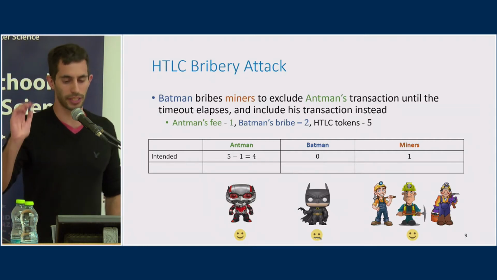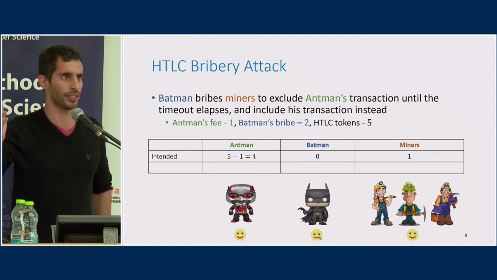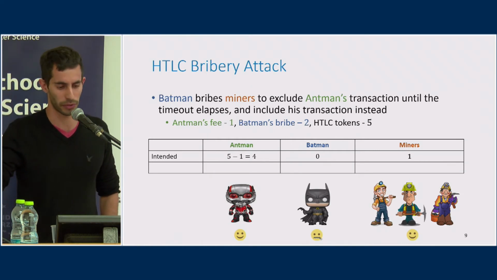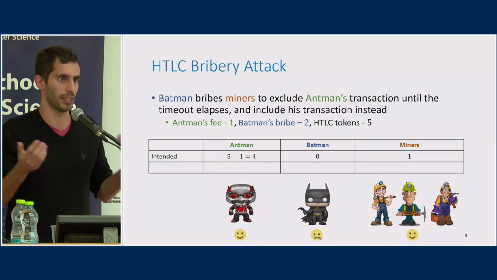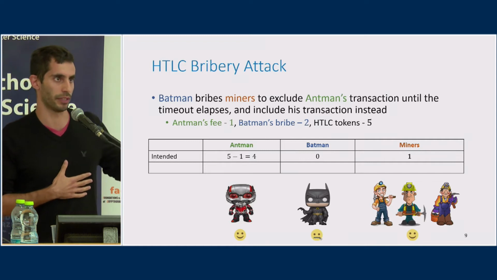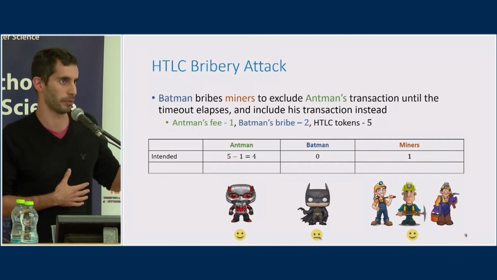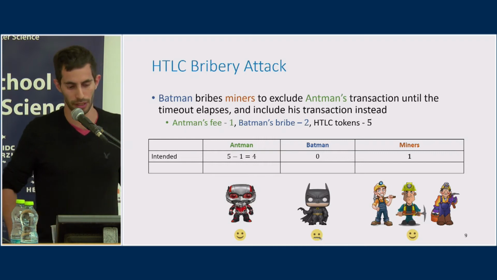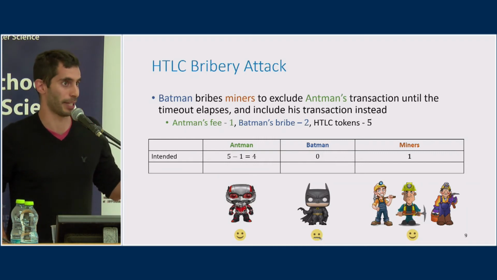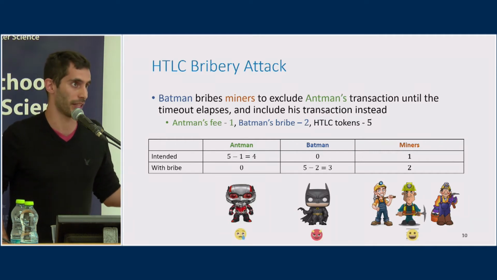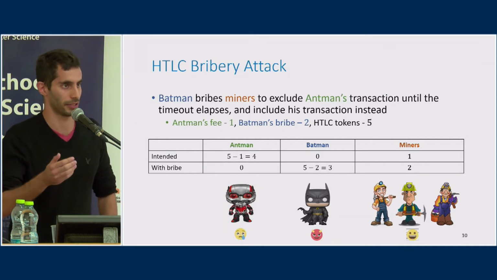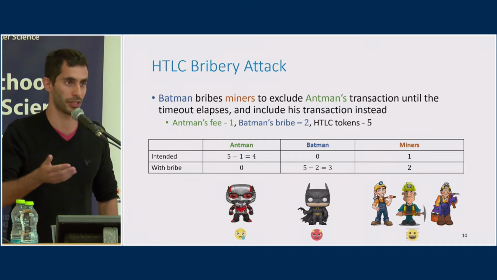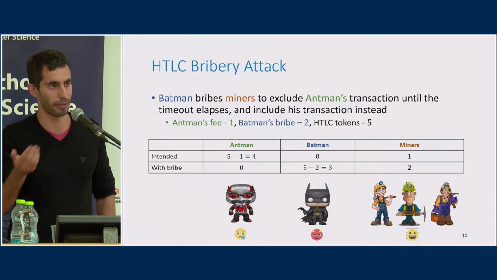Never mind, sorry. So consider that the HTLC contract holds 5 tokens, and Ant-Man's transaction offers 1 token as fees. The intended scenario would have Ant-Man receiving 4 tokens after his transaction is confirmed, Batman would get nothing, and the miners would get a single token. However, if Batman decides to take action and offer a higher fee, say 2 tokens, then Ant-Man would get nothing because his transaction would not be put in the blockchain. Batman would get 3 tokens, which is more than 0, and the miners would get 2 tokens, which is more than 1. So this is clearly better for both Batman and the miners.